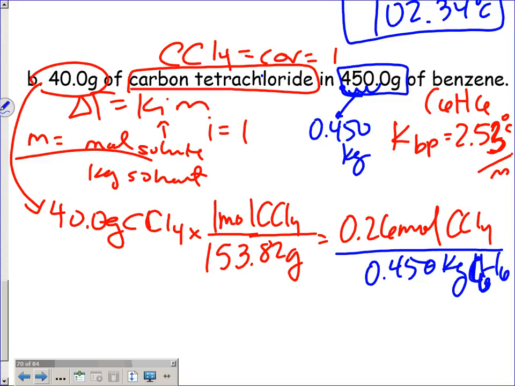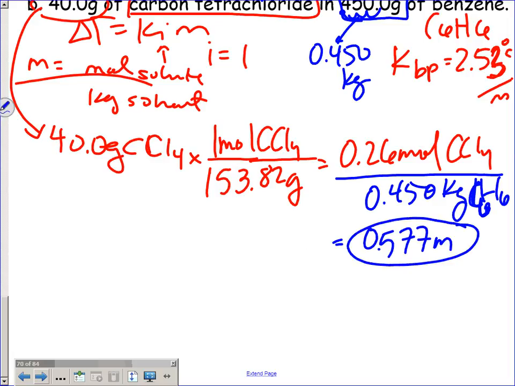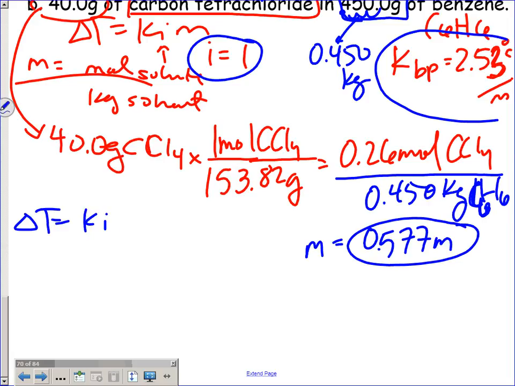Doesn't necessarily matter if you label it. I'm just recognizing my solvent and solute over and over again. So what's 0.26 divided by 0.45? Okay, that's good. So I have m. I have K. Multiply them all. What do I get? Delta T. What's delta T? Say again. 1.46 degrees C. You need to show your multiplication.